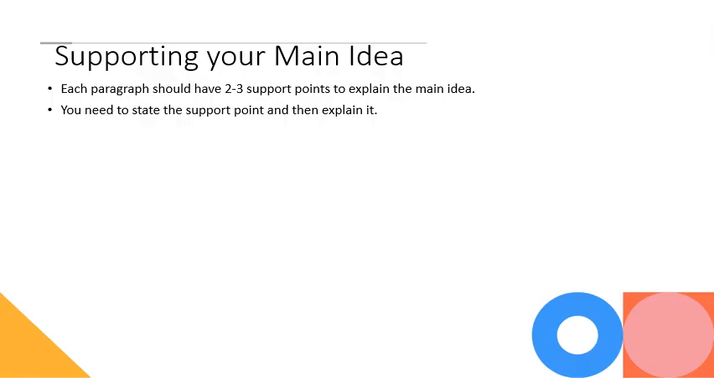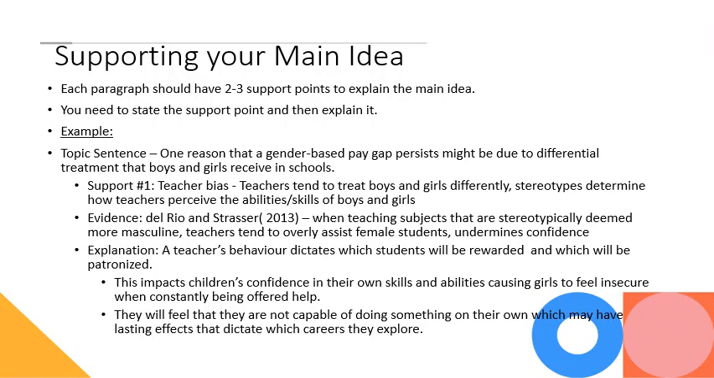So the first thing you have to do is state the support point, and then you need to explain it. So as an example, I could have a topic sentence that says one reason that a gender-based pay gap persists might be due to differential treatment that boys and girls receive in schools. So I can see from this that I now need to provide support for that claim, for the differential treatment, and how that might lead to a gender-based pay gap.